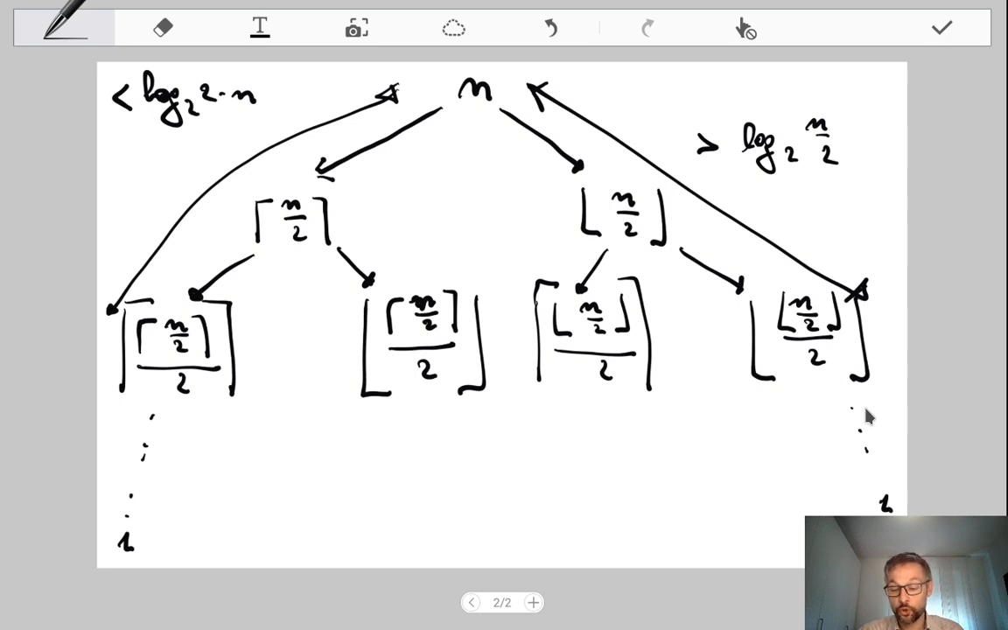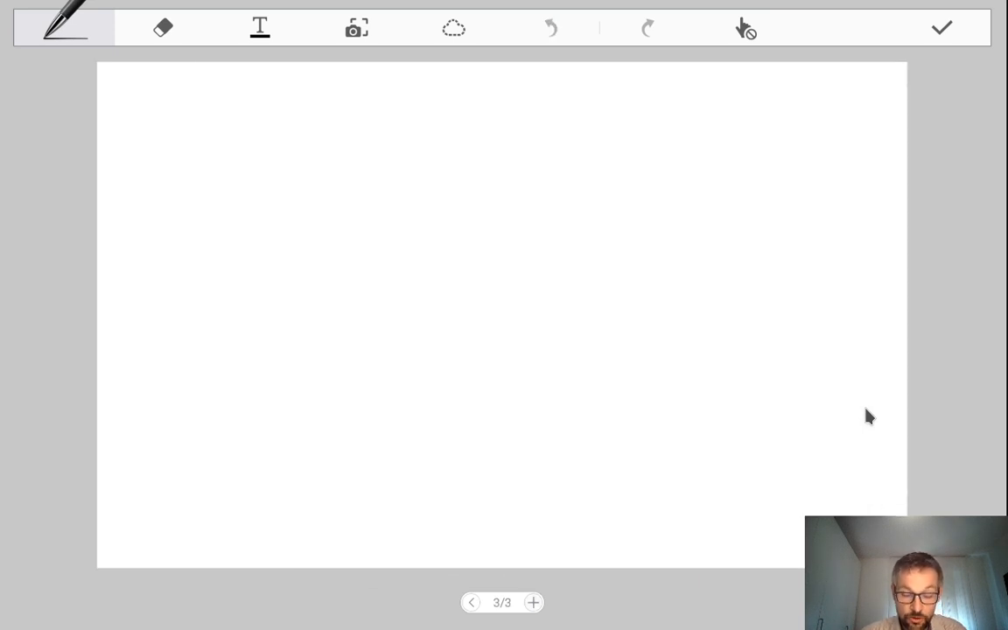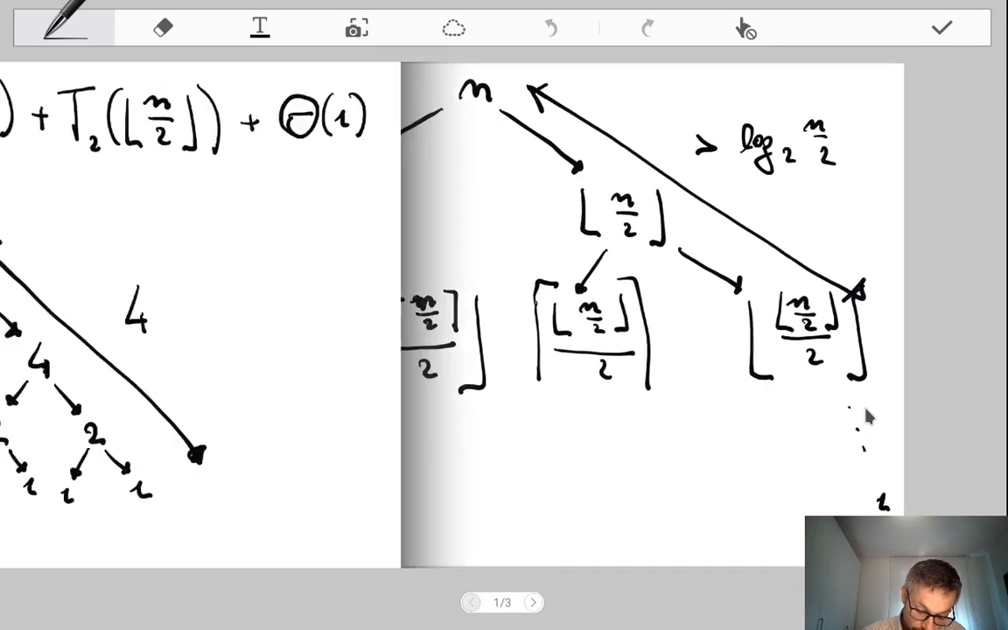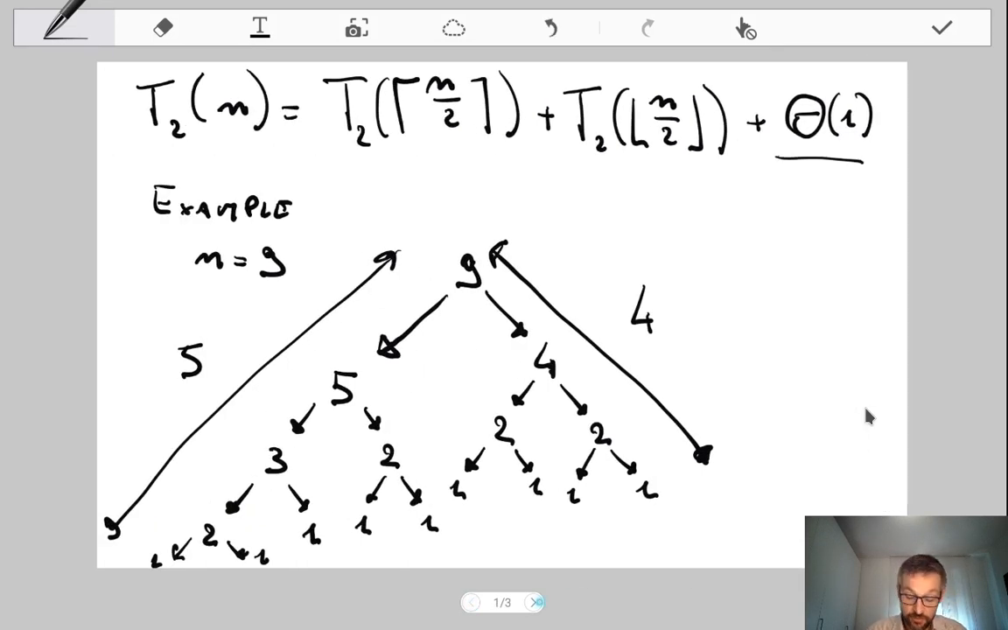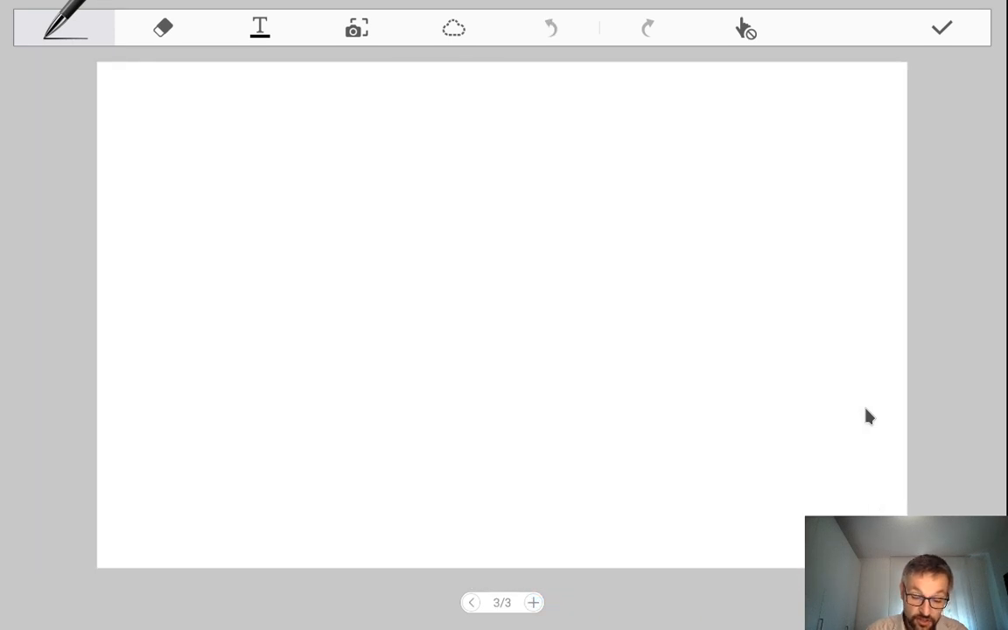Okay, so now we have a complete view of the tree. Knowing that the rightmost branch is the shortest branch on the tree, up to the level logarithm base 2 of n divided by 2, the tree is complete. Now let's try to figure out the overall complexity of our algorithm. For each recursive call, if you remember, we had a theta of 1 complexity. So we have a recursive tree done in this way.